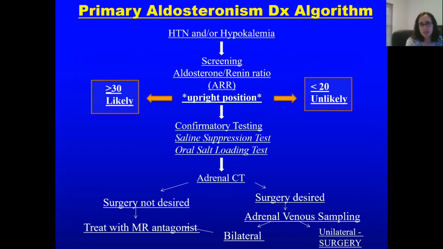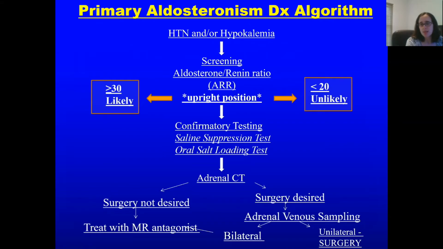Via saline suppression test or oral salt loading test. This is also now a step that we're tending often to skip if it's a slam dunk case of hyperaldo: the aldo-renin ratio shows it, they've got spontaneous hypokalemia. We sometimes will actually skip this step and go right to the adrenal CT scan. That's kind of more recent that we're doing that.